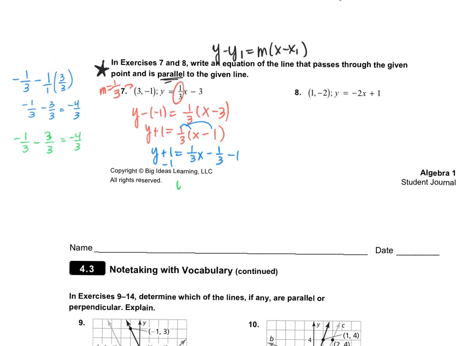So y equals 1/3 x minus... let's be thorough about this. X minus 4. There we go. So there's the equation of the line that's parallel to that one through that point.